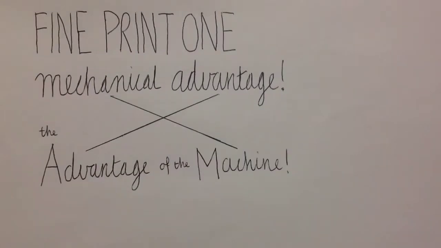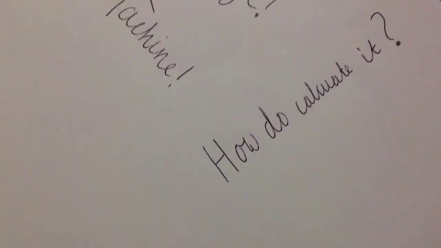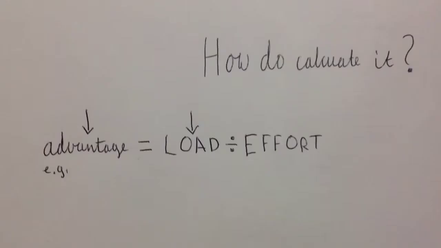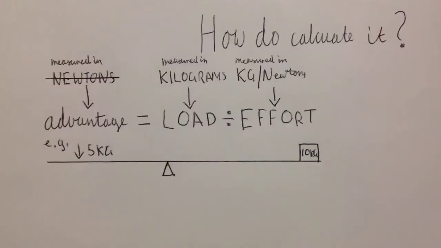Fine print 1. Mechanical advantage. The mechanical advantage is the advantage of a machine. That's pretty much it. So, how do we calculate it? Well, to calculate mechanical advantage, we need to divide the load, measured in kilograms, by the effort, measured in kilograms or newtons. Let's do an example.